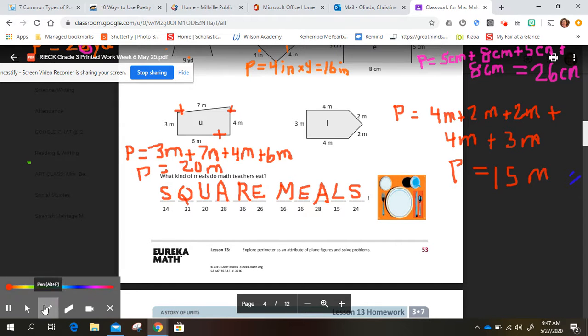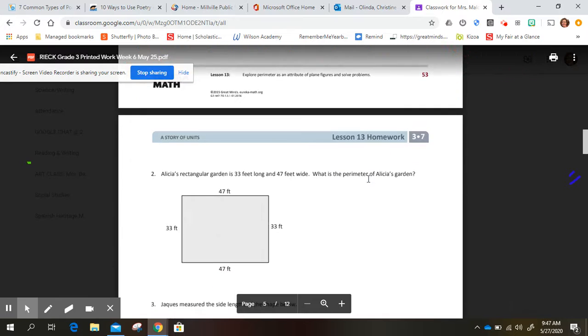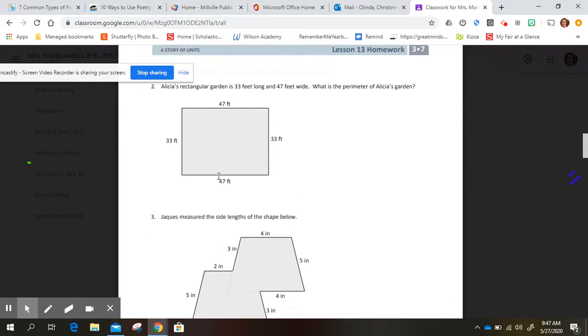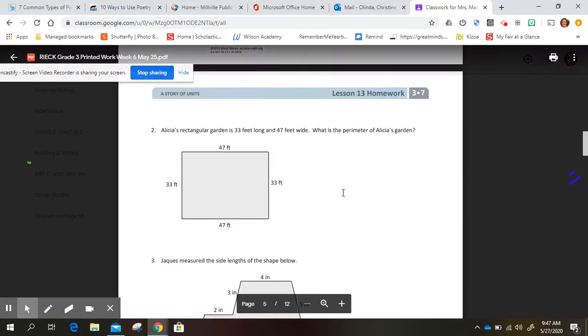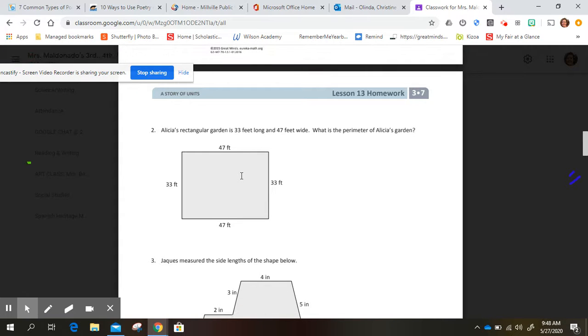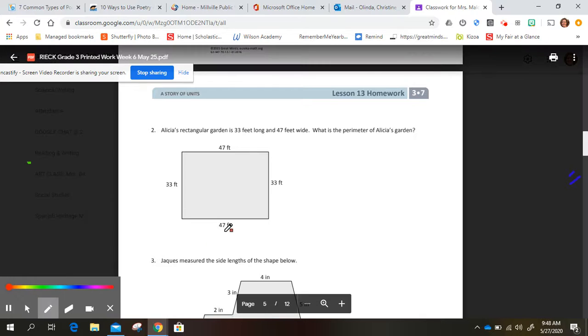Good job. Okay, there was a second page to this, so you'll scroll down because we're still in lesson 13 homework. And we have to do number 2, number 3, A and B, and then you're done. Alicia's rectangular garden is 33 feet long and 47 feet wide. What is the perimeter of Alicia's garden? So all they're asking us to do to find the perimeter is to add all the sides together.